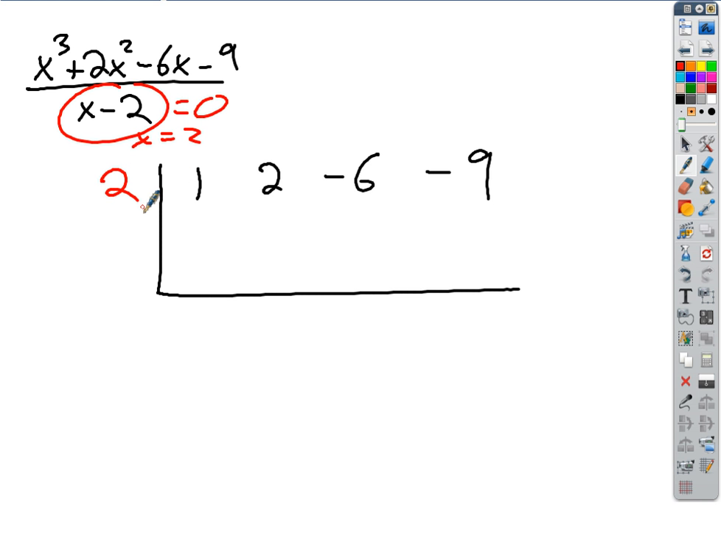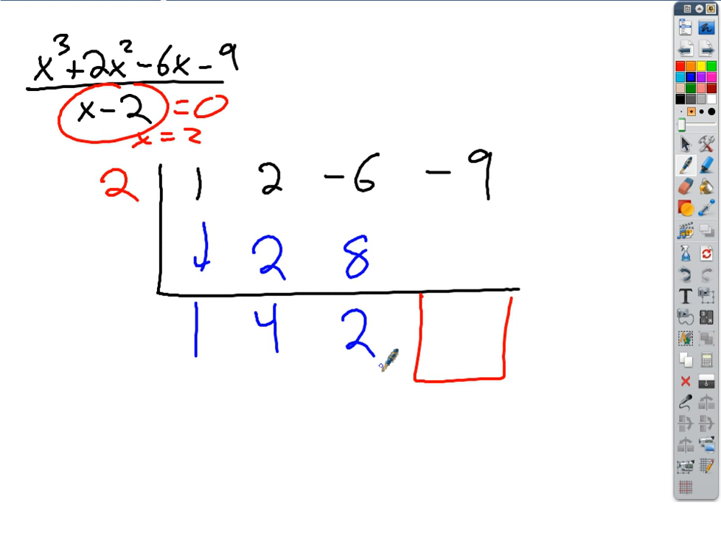But we do the same process we normally would with synthetic substitution. Remember, we drop the 1 down, right? And then 2 times 1 is 2. Same thing we did in 6-1. Now we add 2 plus 2 is 4. 2 times 4 is 8. Negative 6 plus 8 is 2. 2 times 2 is 4. Negative 9 plus 4 is 5.